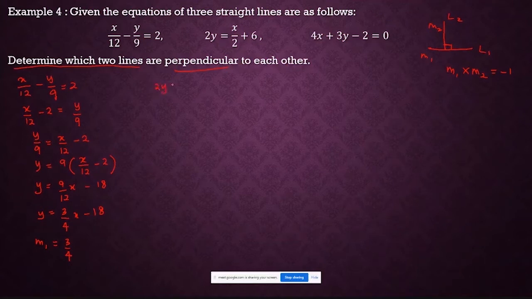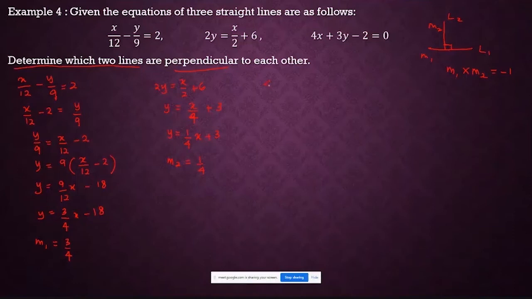The second line is 2y equal to x over 2 plus 6. Okay, 2 times y, so we divide x over 2 by 2. So it becomes x over 4, plus 6 divided by 2, which is 3. Here, it's the same as 1 over 4 x plus 3. So the gradient for line 2 is 1 over 4.